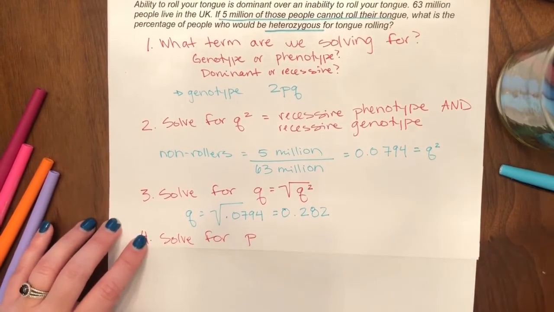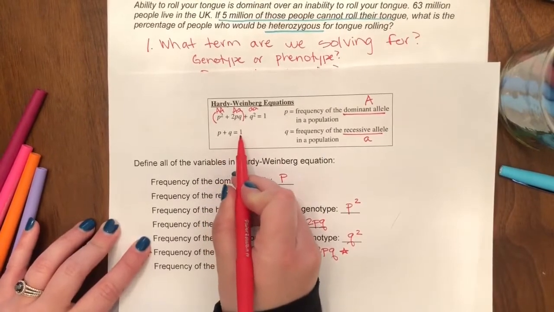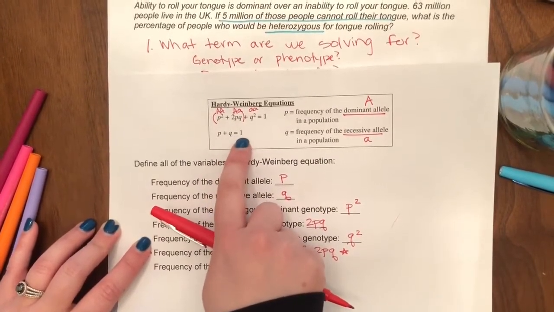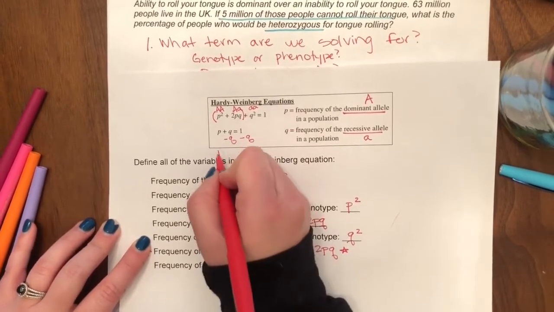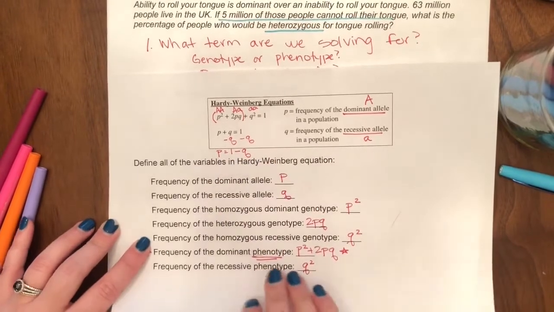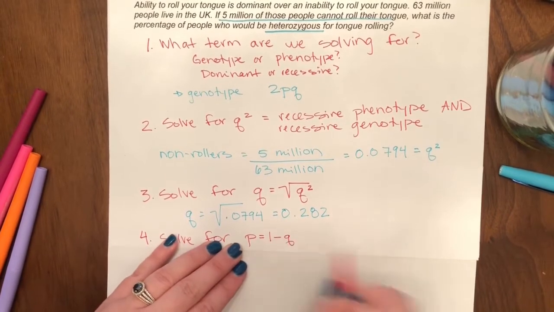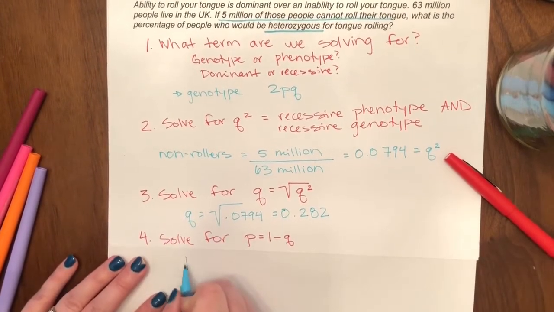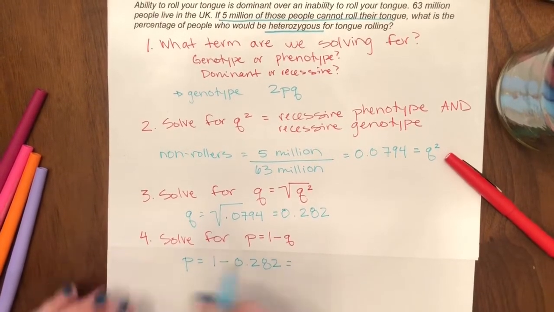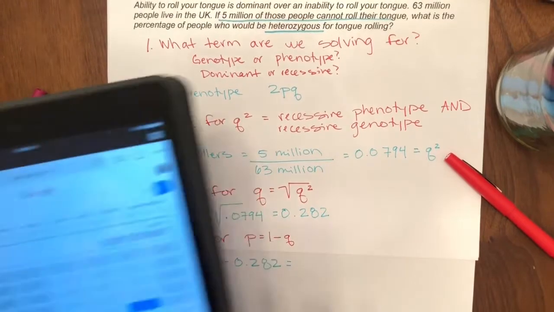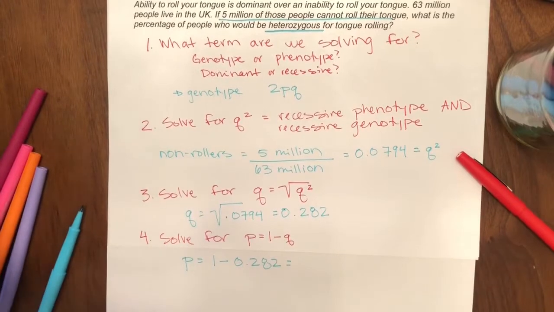And remember, one of our equations, if we go back and look at our formula sheet, is P plus Q equals 1. So now that we have Q, it's really easy to solve for P. We're just gonna subtract Q from both sides, and we'll get P equals 1 minus Q. So in our example, P is gonna be 1 minus 0.282. So 0.718.